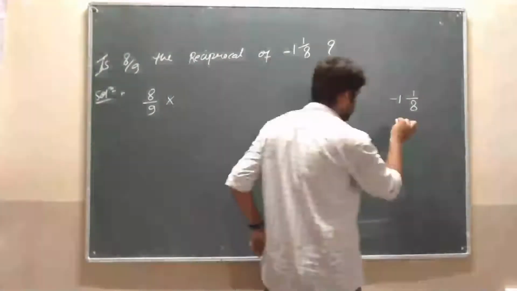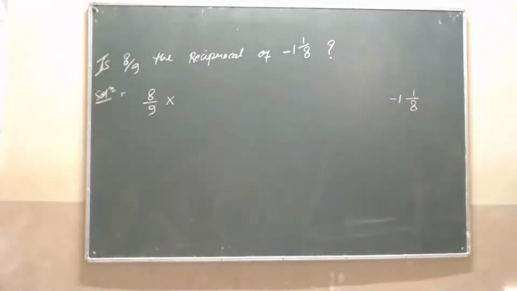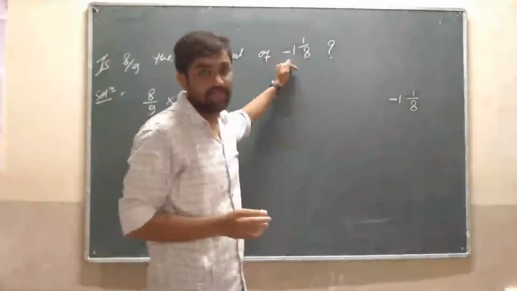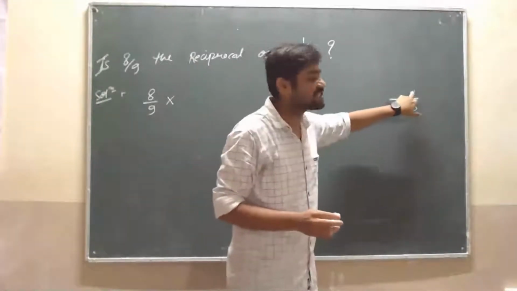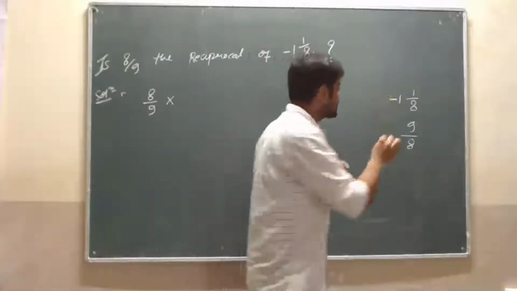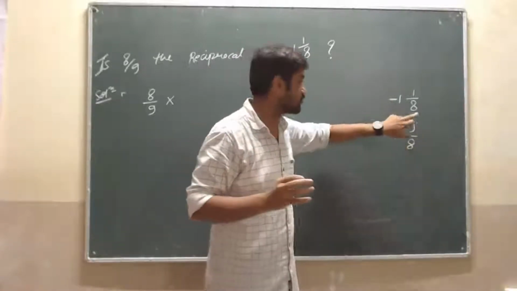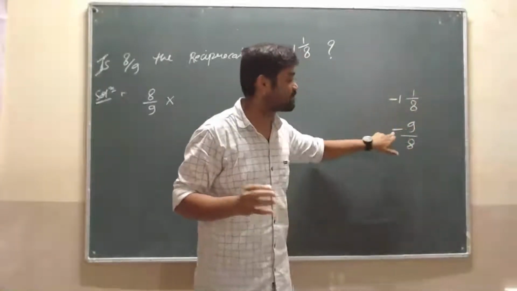Okay. 8 ones are 8, I think. Yeah, don't worry. See, here the inverse is correct. That is minus 1 and 1 by 8. That is 8 ones are 8, 8 plus 1, 9. 9 by 8. Which 9 by 8 we have to take? That is minus 9 by 8. Don't worry, this 8 ones are 8, 8 plus 1 is 9. 9 by 8, minus is minus.